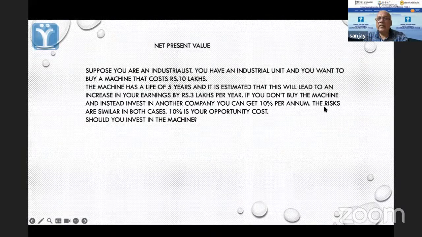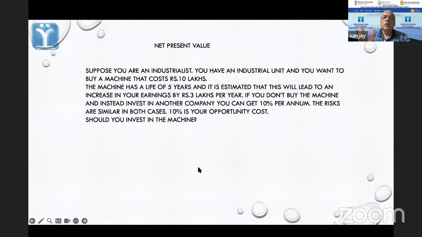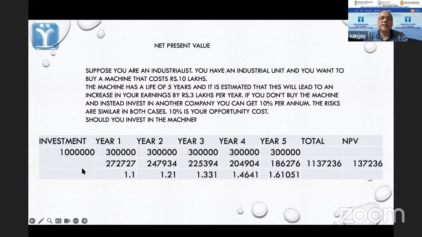Now, suppose that we forget about the risk part for the moment. Whether that is risky or this is risky, let's just say that both are equally risky. Giving money to a different company, getting them to earn money and paying you 10% on that money is as risky as you buying a machine and then working that machine and earning 10% or more from it. Now, if I want to find out whether these 3 lakhs that I'll get per year is more than the 10% these guys are giving me, then I have to basically do a simple calculation like this. It looks terribly complicated, I'm sure, but it's pretty simple actually.